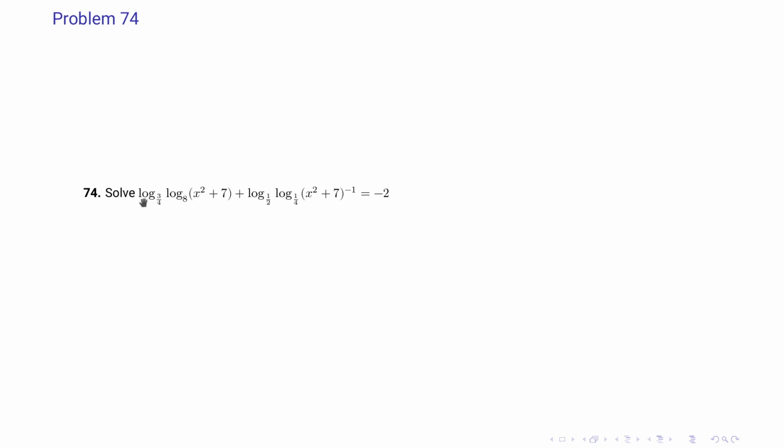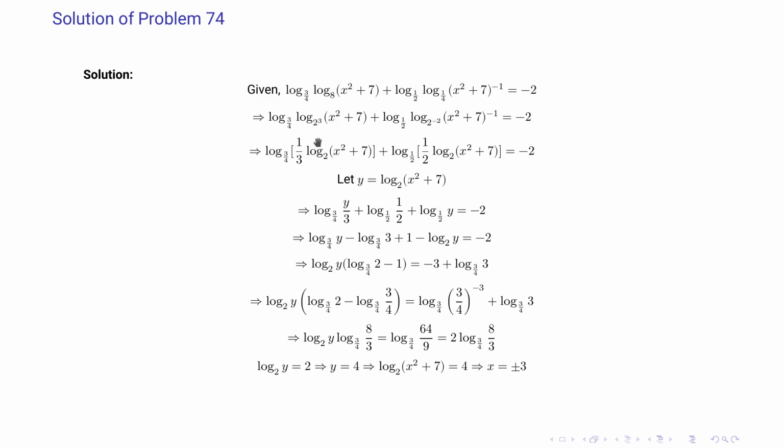Problem 74 says: solve log of log of x square plus 7 with base 8, and then we take log of that with base 3 by 4, plus log of half, log with base half, into log with base 4 of x square plus 7 to the power minus 1, is equal to minus 2. So in this case, we write this 8 as 2 to the power 3, and we write this 1 by 4 as 2 to the power minus 2, and then we take out this 3, it becomes 1 by 3, and the rest of it remains the same.